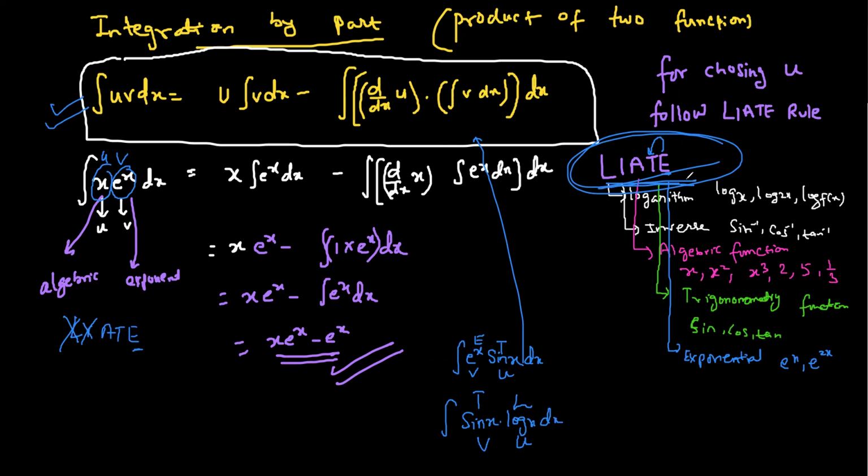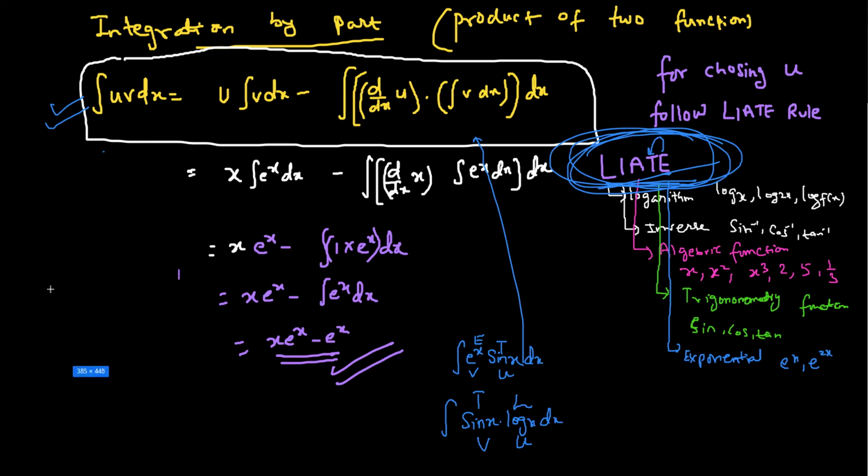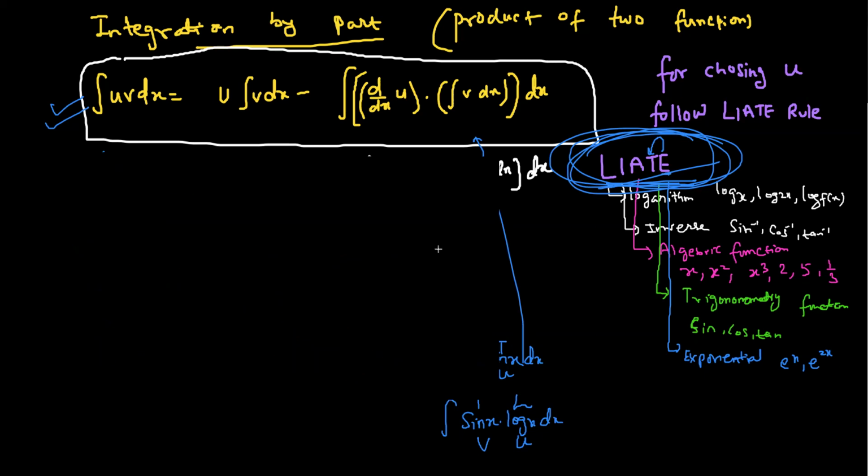You have learned basic integration, but whenever integration comes in the form of a product, then always use this formula and this rule. Okay. That's why I considered in this example x as u and e^x as v according to ILATE. Right? One more question I will show you. ILATE is used for choosing only u and v.